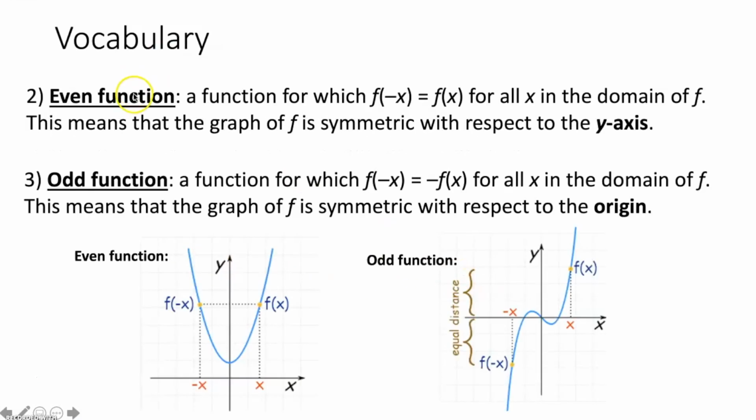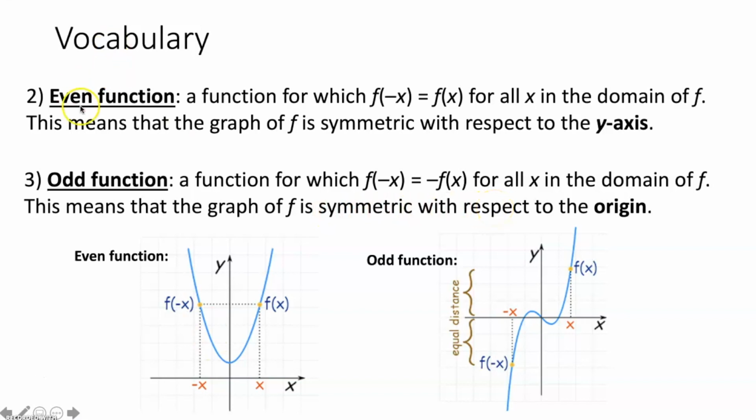Now let's talk about even and odd functions. So an even function would be a function for which f of negative x is equal to f of x for all x in the domain of f. This means that the graph of f is symmetric with respect to the y-axis. An odd function, however, would be a function for which f of negative x is equal to negative f of x for all x in the domain of f. This means that the graph of f is symmetric with respect to the origin.